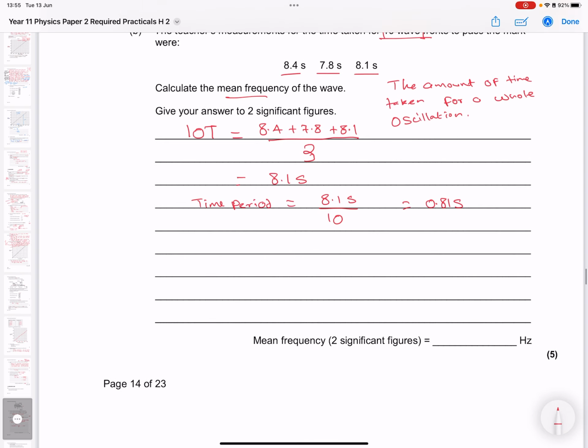And then another equation you need to remember is time period is equal to 1 over frequency. So the frequency f is equal to 1 over T. That means 1 over 0.81 seconds. That should give you an answer of 1.2345, but they have given us the answer in significant figures. So make sure you don't lose marks on the significant figures. Most of the time they sneakily ask for significant figures, so make sure you're not losing marks on that.